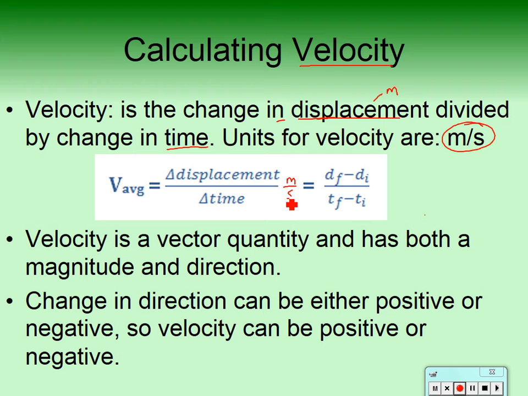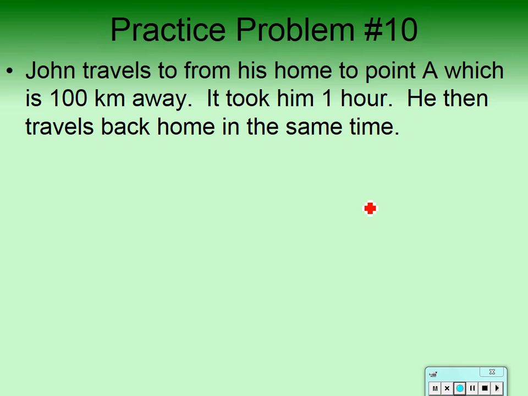But we're going to be using this formula right here. Average velocity is equal to the change in displacement divided by change in time. Or displacement final minus displacement initial divided by time final minus time initial. Okay, let's do practice problem 10 and hopefully we can make sense of this.